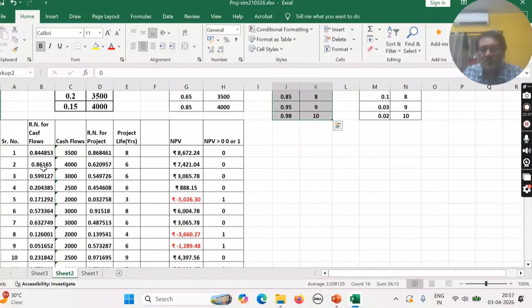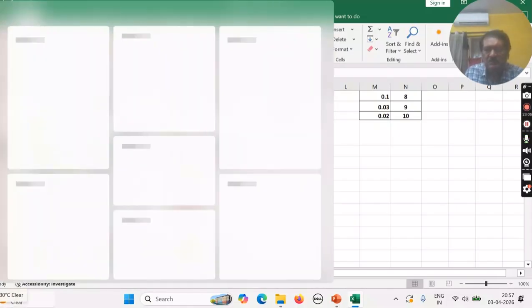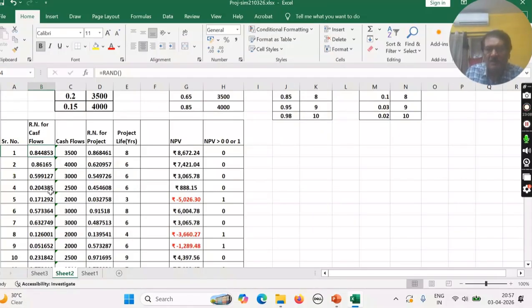Now this is the random number, and simply I drag it. If you drag it up to 500 observations, then you will get the random numbers. And this is the formula to get the cash flows attached with the probability.